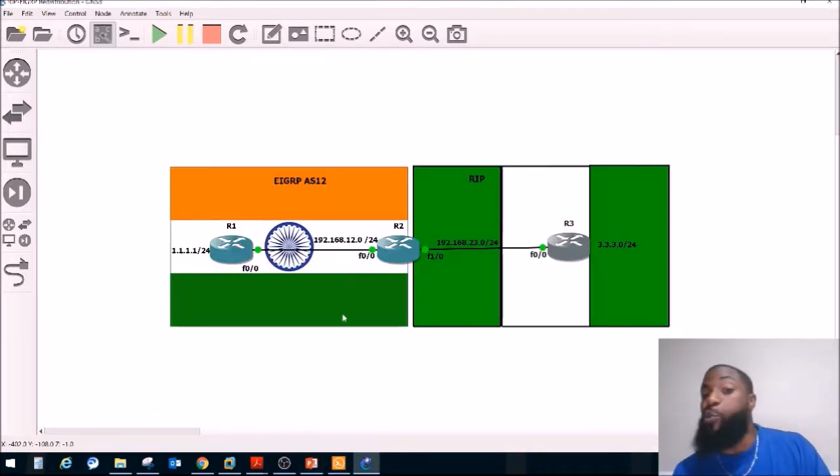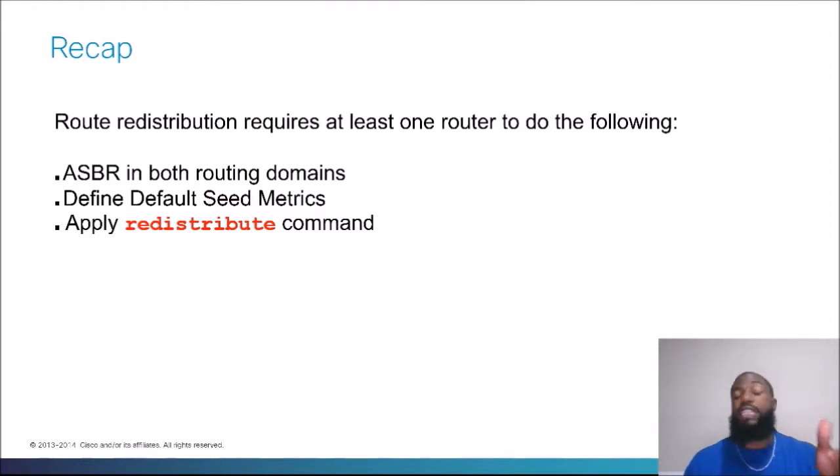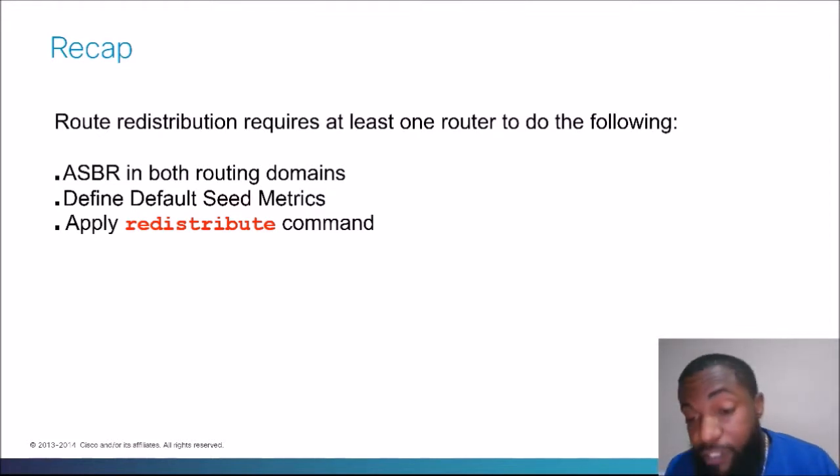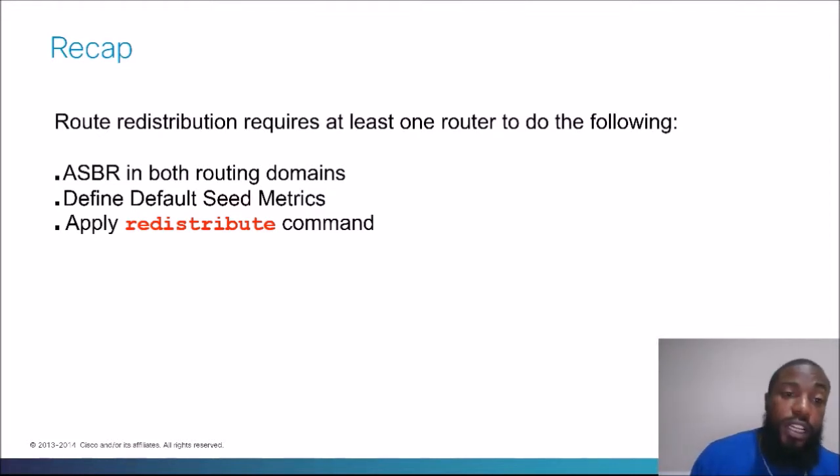So again, if you know these two flags, go ahead and put in a comment below. Let's recap. You have to have an ASBR. You know what that stands for, right? Autonomous System Boundary Router. You have to have a router in both routing domains. Basically, somebody who knows how to speak this language and this language and be able to translate between the two. Define the default seed metric, and then apply the redistribute command. Remember, you can't just redistribute. It's not just going to work that way.